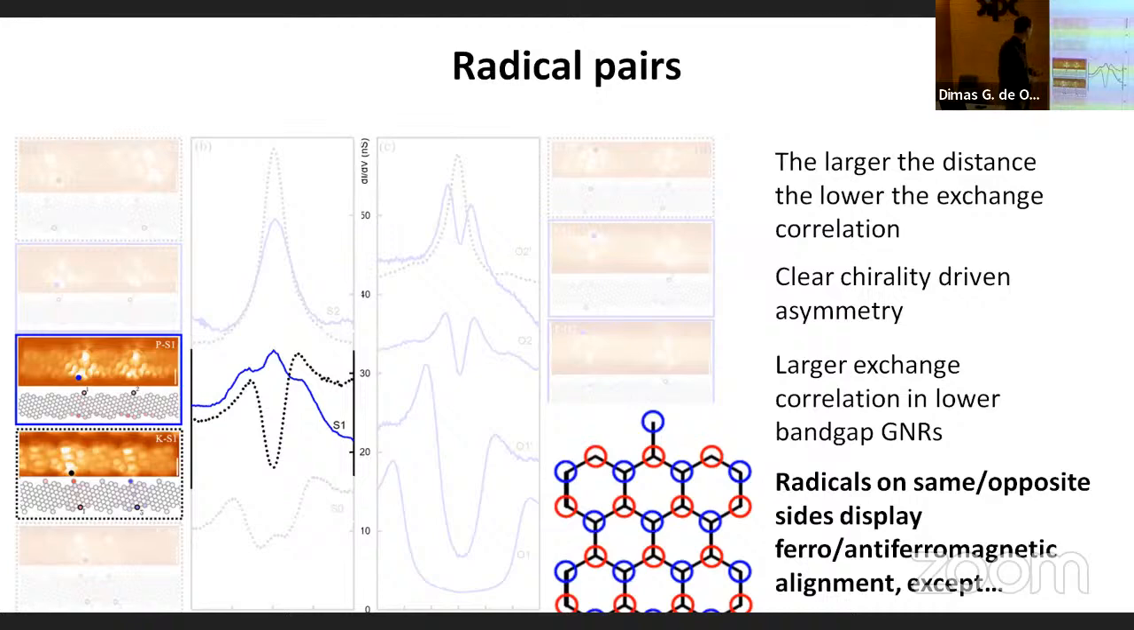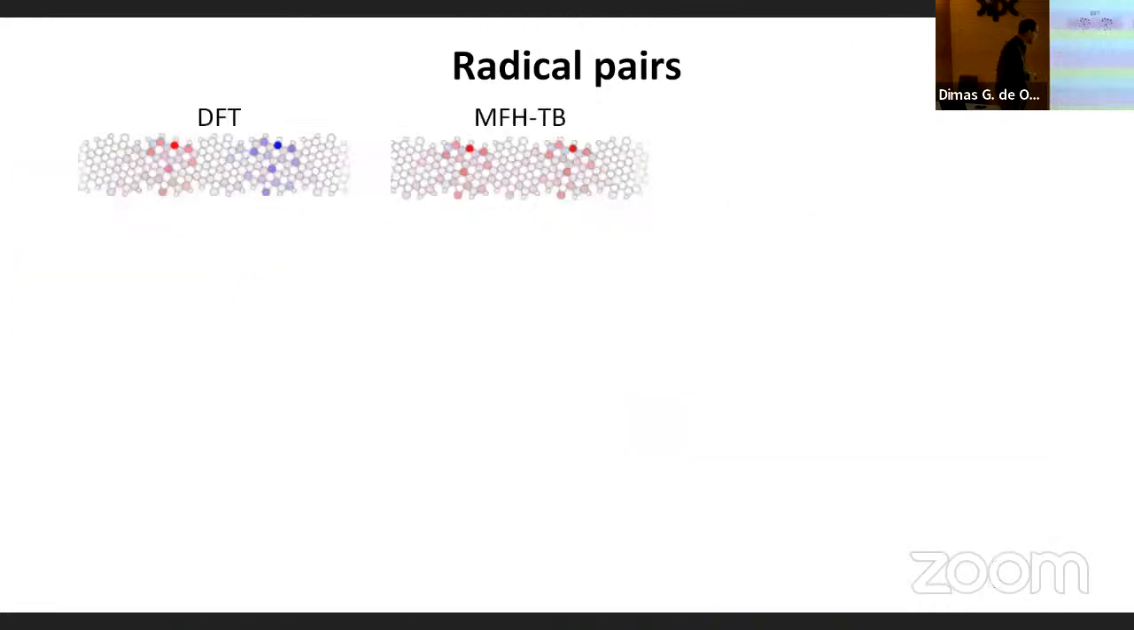And now what we see is that DFT confirms the experiments, but the mean-field-Hubbard tight binding model does not. In principle, this extra position of the ketone, you just model by putting one additional carbon site, I mean, one additional pz electron that you add there, but there is no chemical information about that.